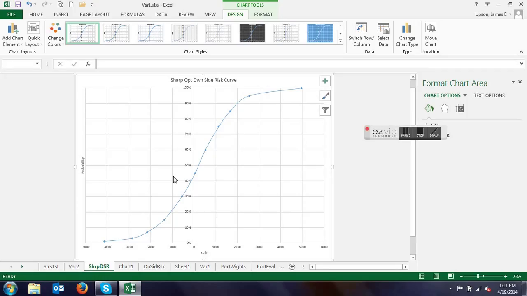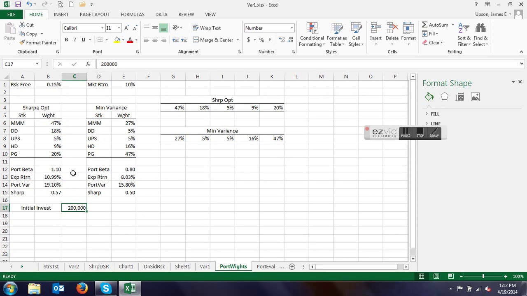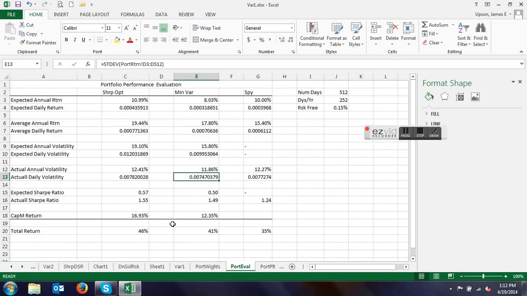The next way we can calculate value at risk is based on modeling. So one of the things that we did by generating our analysis of the portfolio is that we came up with, I look at portfolio weights, portfolio volatility, okay? And in our portfolio evaluation, we have an actual daily volatility, but what we're more interested in is the expected daily volatility.